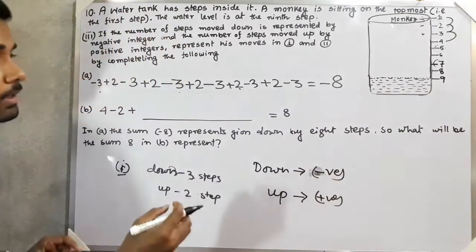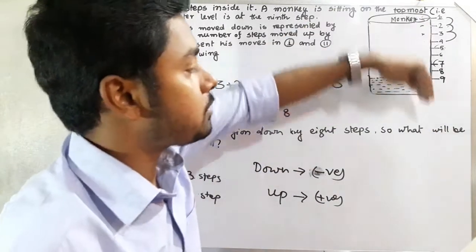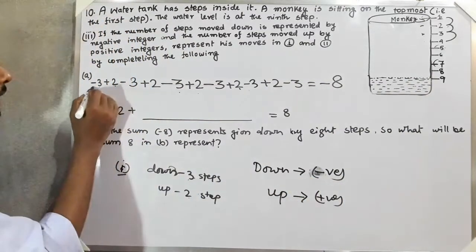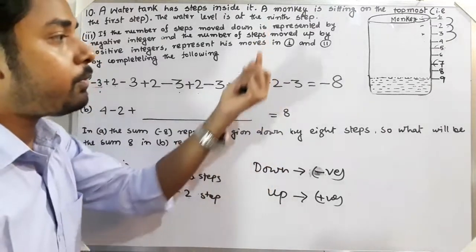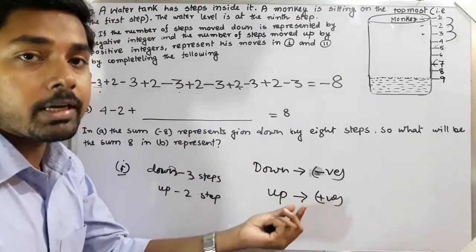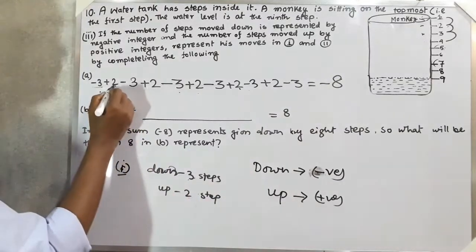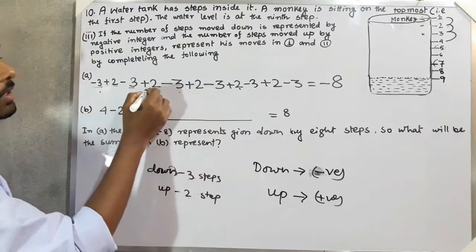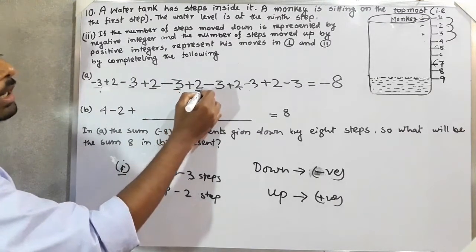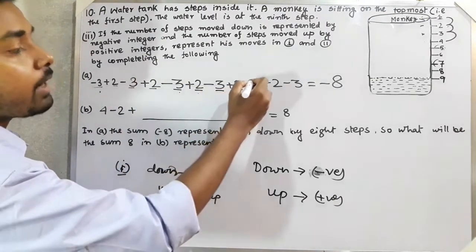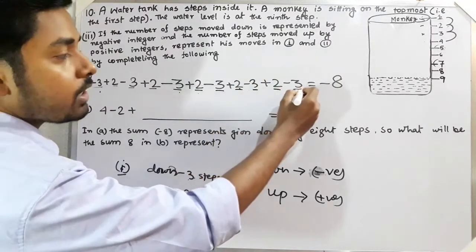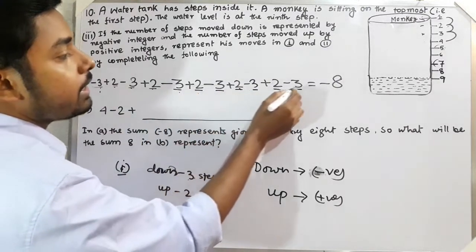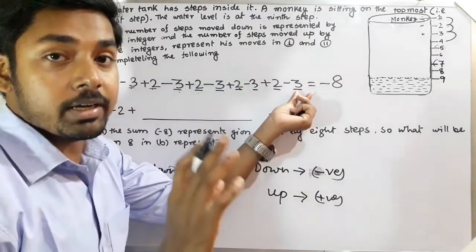So for the 3 steps down means negative. For the 3 steps down, we are taking negative 3, and for the 2 steps up, we are taking positive 2. So again negative 3 means again 3 down, 2 up, again 3 down, 2 up, again 3 down, 2 up, again 3 down. Now how many steps? 1 2 3 4 5 6 7 8 9 10 11. Total 11 steps the monkey has done.